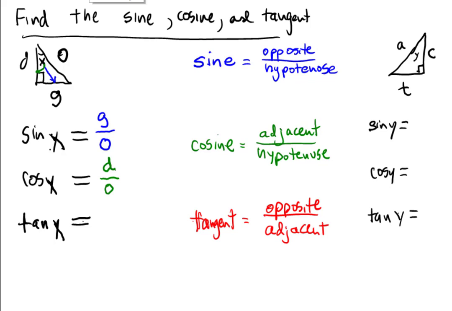And finally, for the tangent, we already did the opposite in the blue and the adjacent in the green. So if we want the opposite over the adjacent, we take the opposite, which is g, and put that over the adjacent, which is d, and that completes the problem.